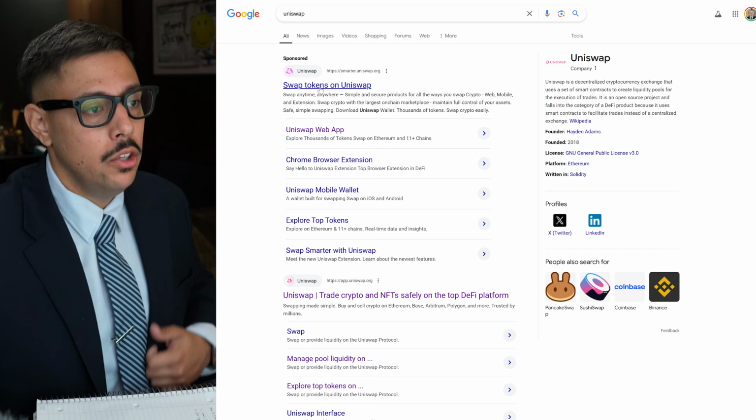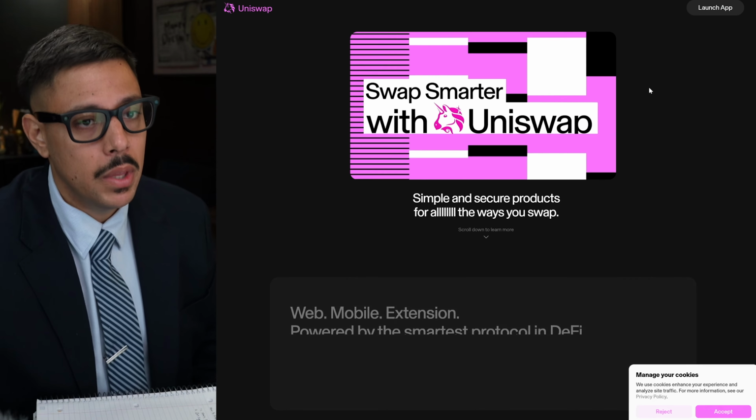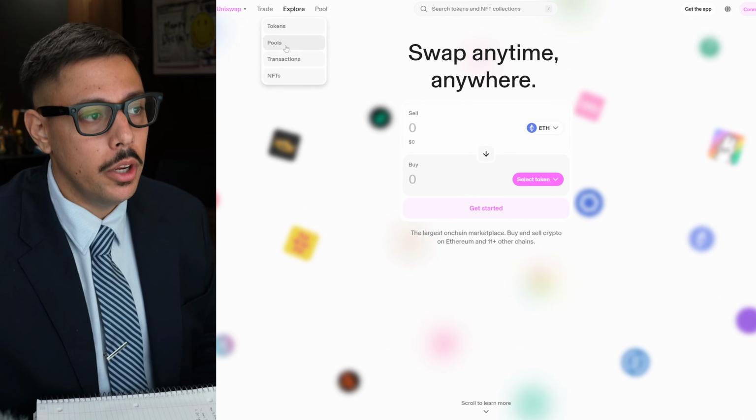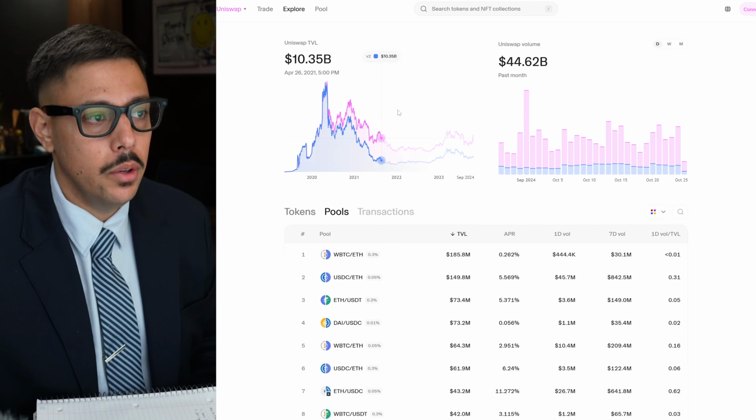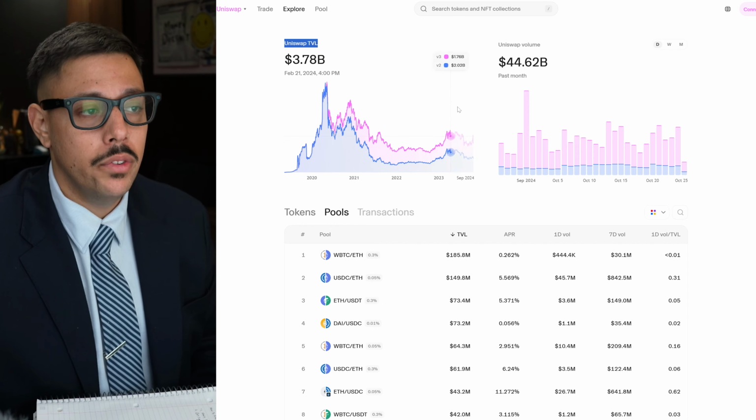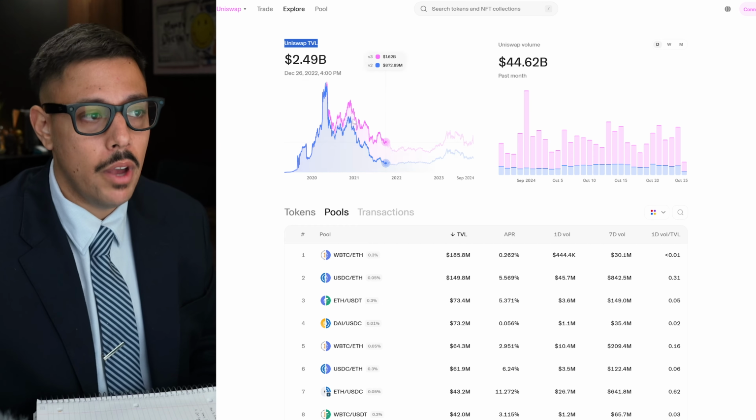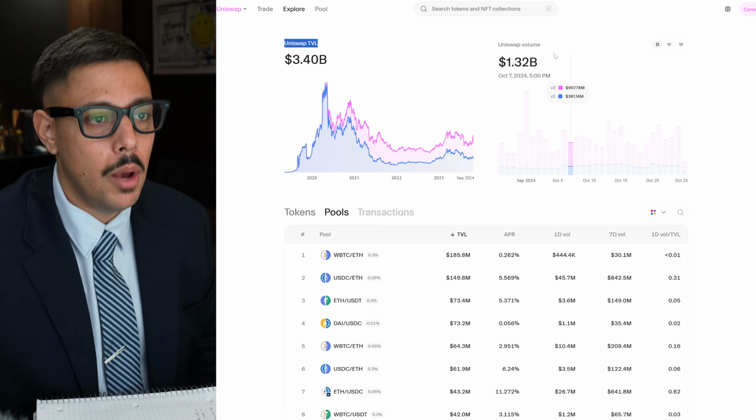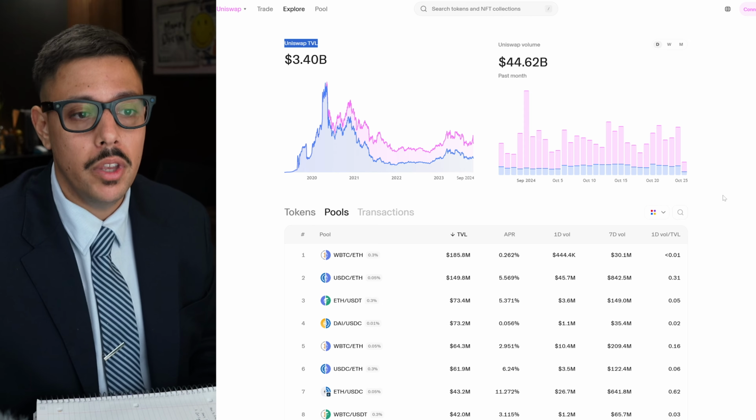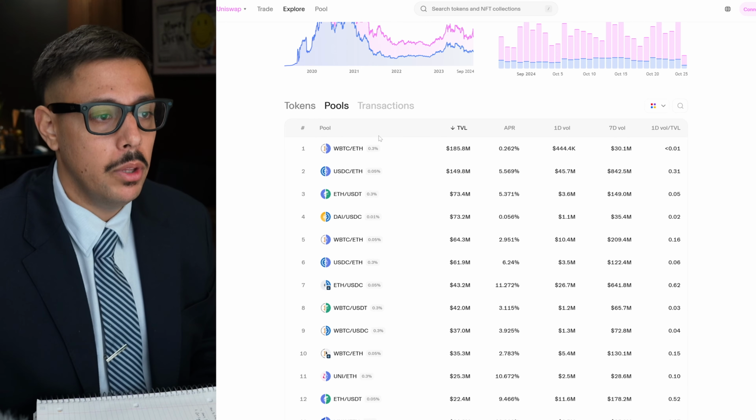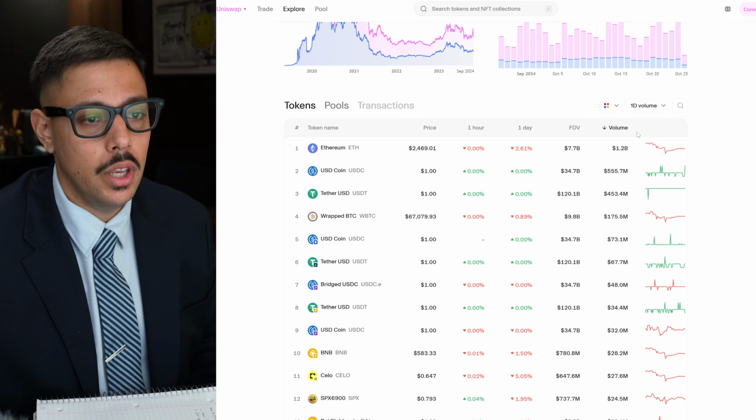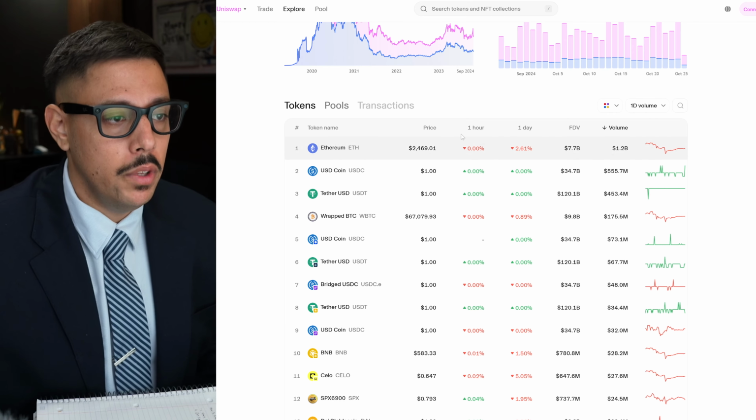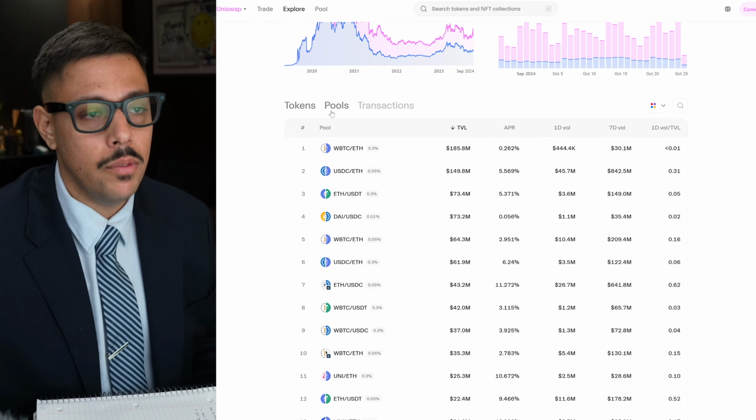So the first thing is you come over here to the Uniswap website, go to launch app, go over here to explore, and you can click pools. So these are all the liquidity pools, right? You can see the total TVL. TVL means total value locked of all Uniswap. You see the volume. Volume means basically how many trades are happening. And then below you see tokens and how much the price is and the volume and all of these different metrics. But pools is kind of like where the money's at.